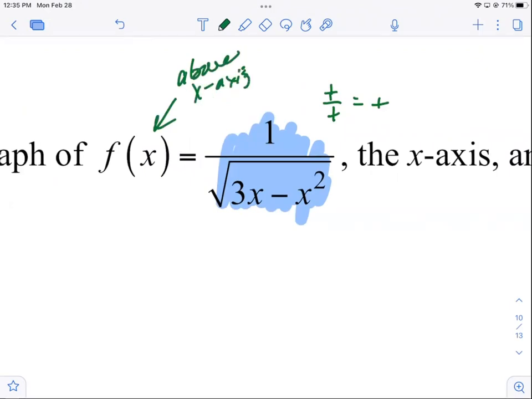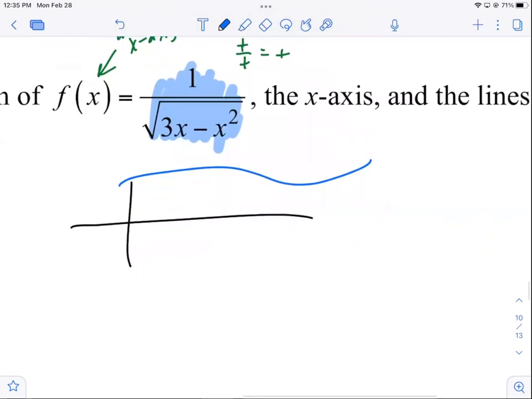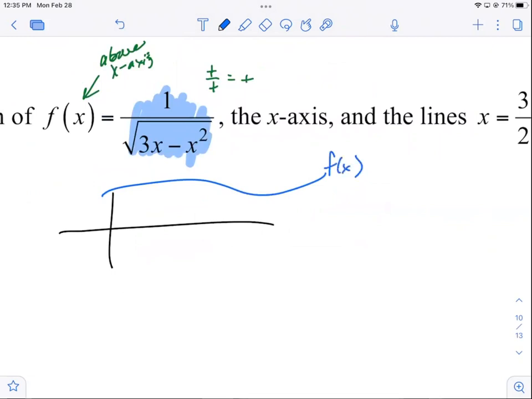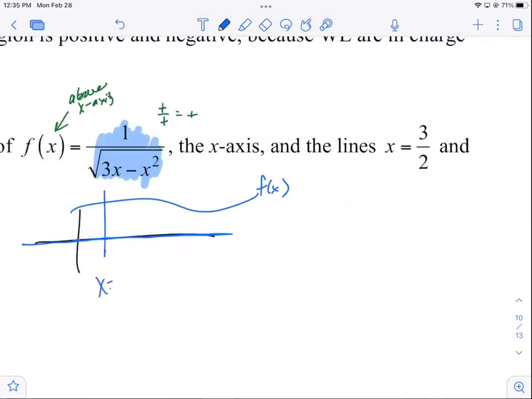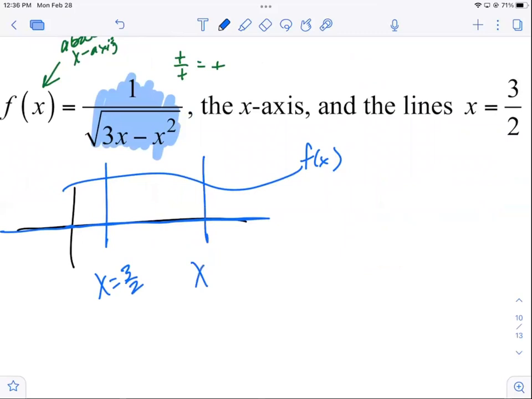So when I'm sketching it, just for reference, here's what it looks like. Now the domain's not going to be all real numbers because 3x minus x squared doesn't have a domain of all real numbers, but there's the curve f of x. And then the x-axis, that's this. And then the vertical lines, x equals 3/2, I'll draw that here, and x equals 9/4. Now I can assume that those are going to be in the domain. So there it is. The area is already taken care of.